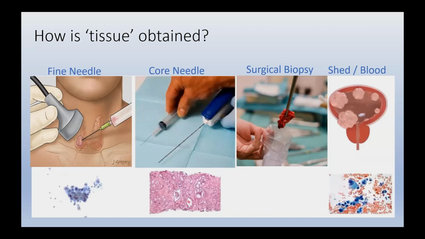And lastly, sometimes you can have tumor cells that are shed, such as in bladder cancer. Sometimes you can pick it up in the urine, or in hematologic cancers or bone marrow cancers, sometimes you can find those cells circulating in the blood. So sometimes just a blood test is useful to diagnose these cancers, and that's particularly true for leukemias.